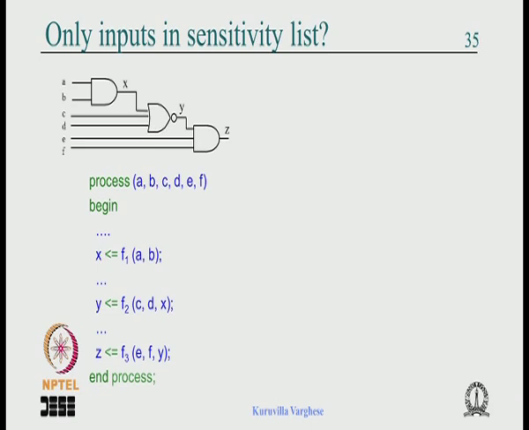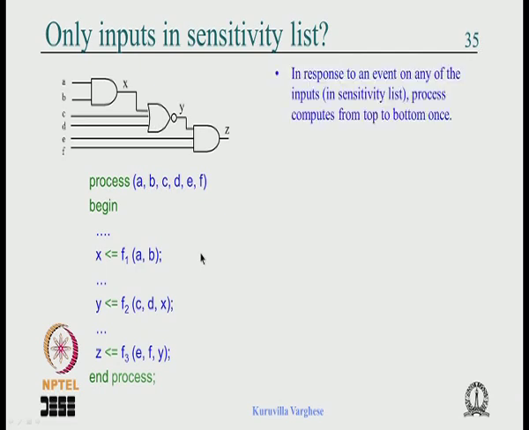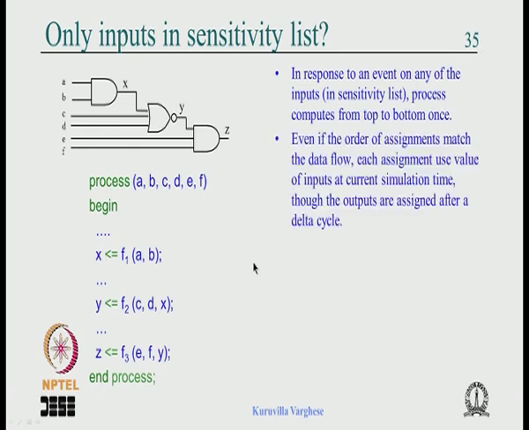So earlier we stated that you just write the input signals in the sensitivity list, that is not enough, you have to write the internal signals. But I waited for this delta cycle business to be handled, then when I state that it will become clear, that is why this is handled later. So basically this is what I am stating, in response to an event on any of the inputs the process computes from top to bottom.